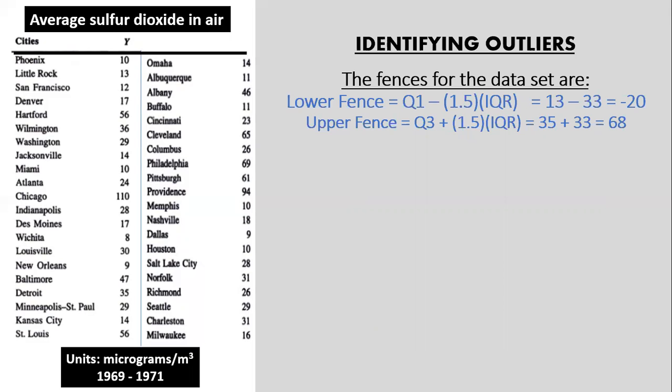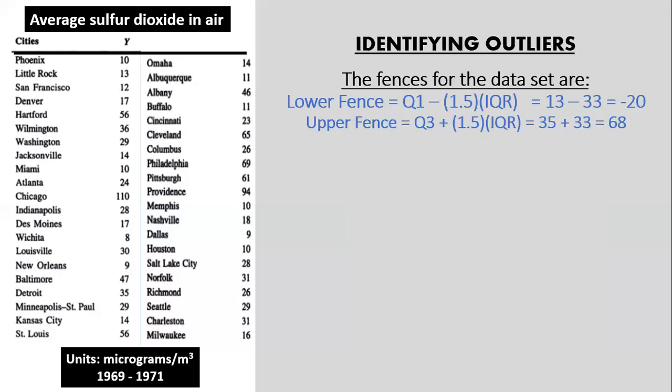Of course, Q1's value was 13. 1.5 times the interquartile range is 33. So 13 minus 33 is negative 20. That'll be a value that we call the lower fence. What that means is if any of our cities had lower than negative 20, they would be an outlier. Of course, none of our data values is less than 8, so we have no lower outliers here.